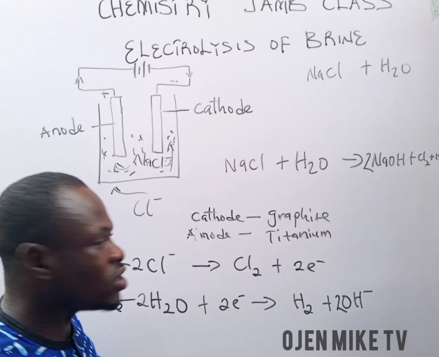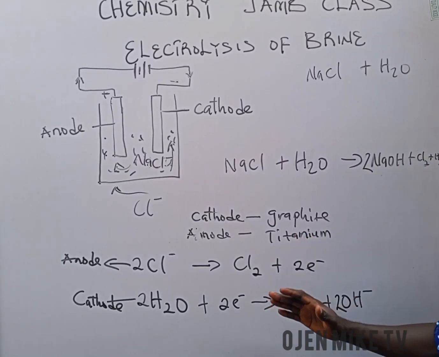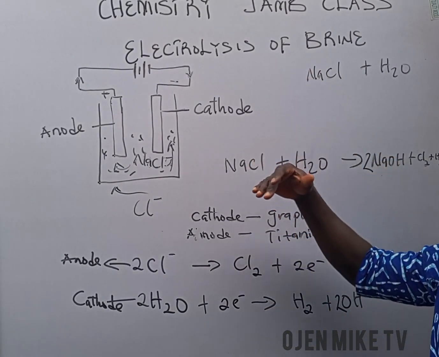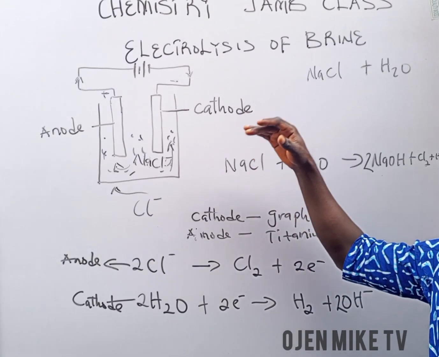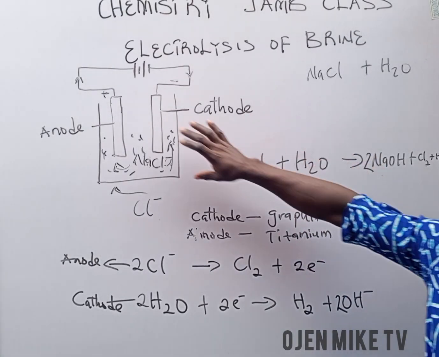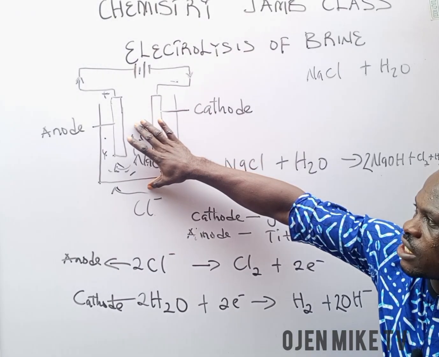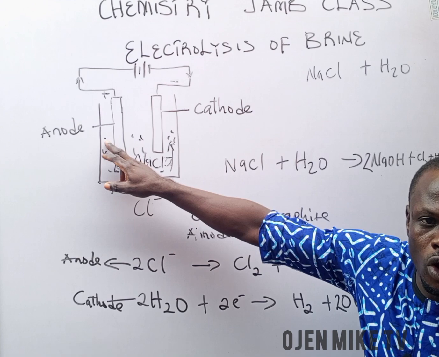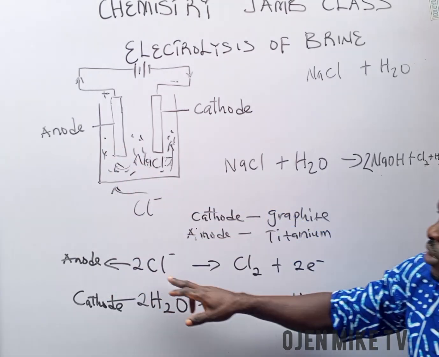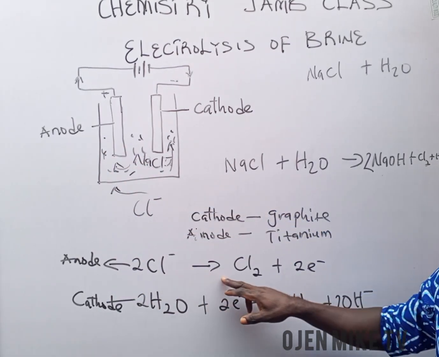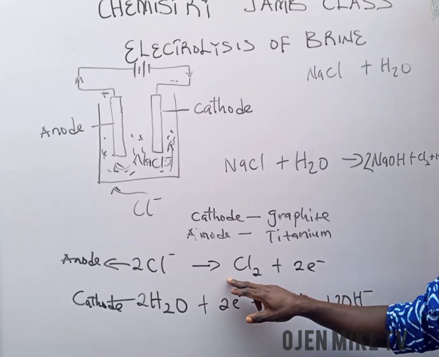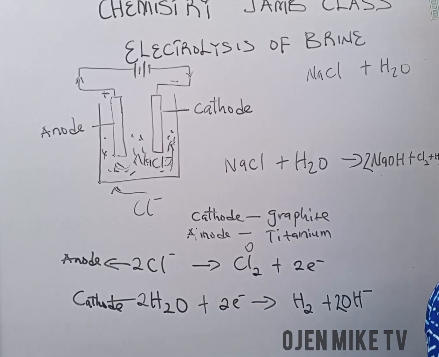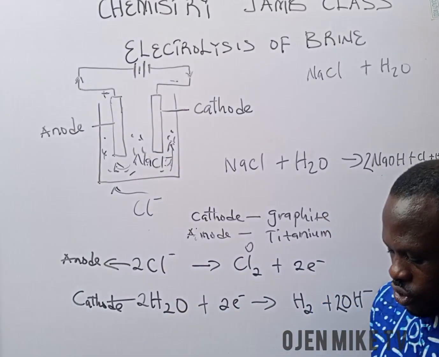So if you are preparing for JAM, what I have just explained is a typical electrolysis of brine. Brine means a solution of sodium chloride dissolved in water, and this is a typical electrolytic cell. At the anode, the chlorine will migrate there and lose electrons. This is oxidation. Why is it oxidation? Because chlorine here is 0, while chlorine there is -1.